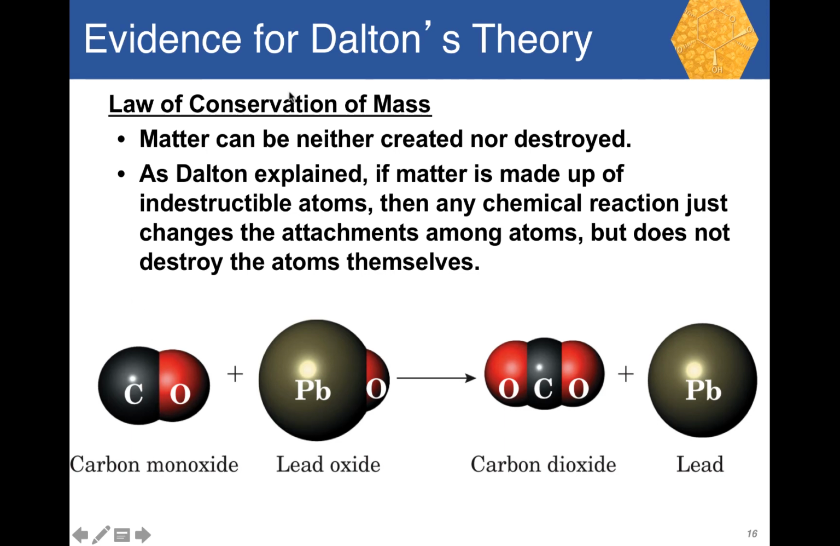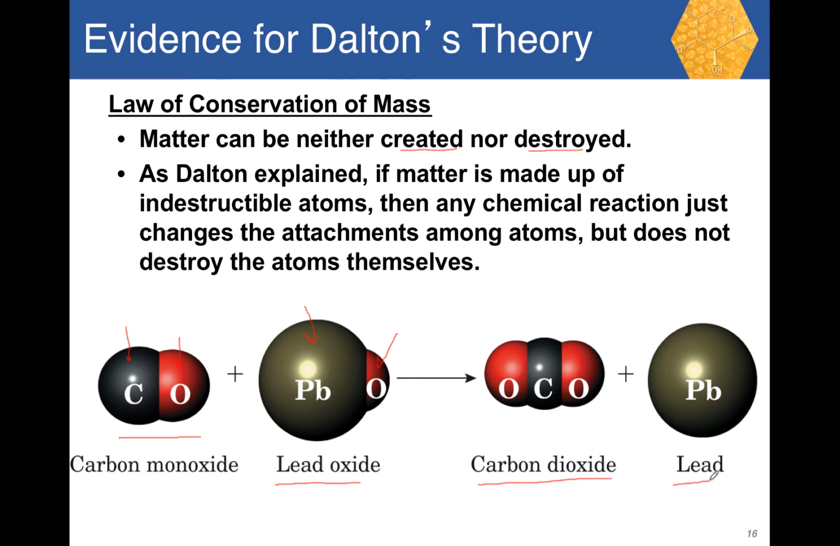Evidence of Dalton's theory. Again, a law that we look at here is the law of conservation of mass. Mass can neither be created nor destroyed. So if you have a reaction, here we have carbon monoxide, which consists of a carbon atom and an oxygen atom. You react this with lead oxide, which is lead (Pb) and oxygen. If there's a reaction, you get products here: carbon dioxide and lead.